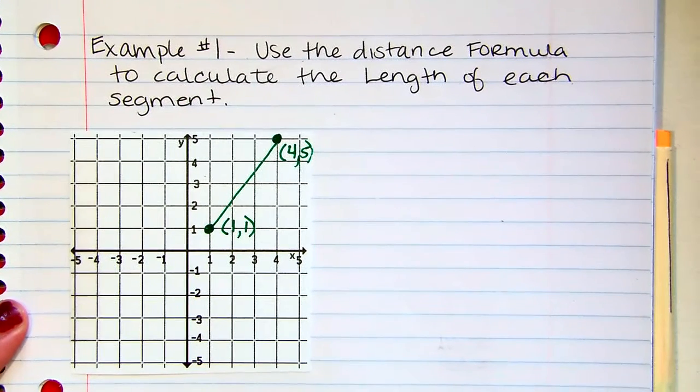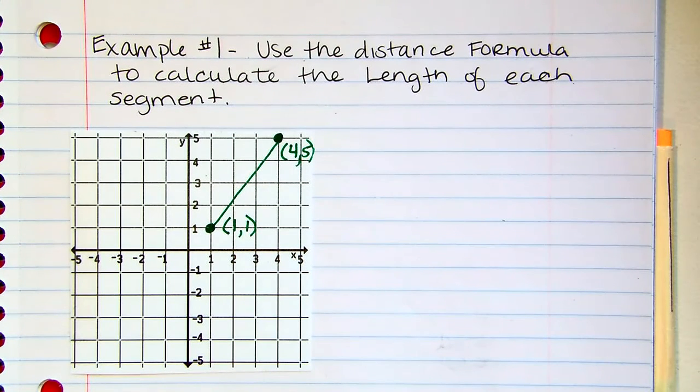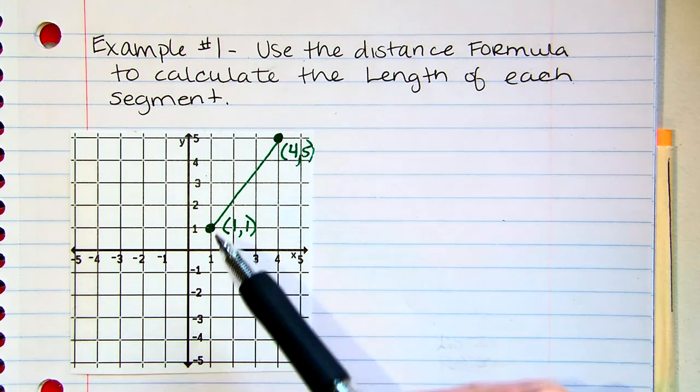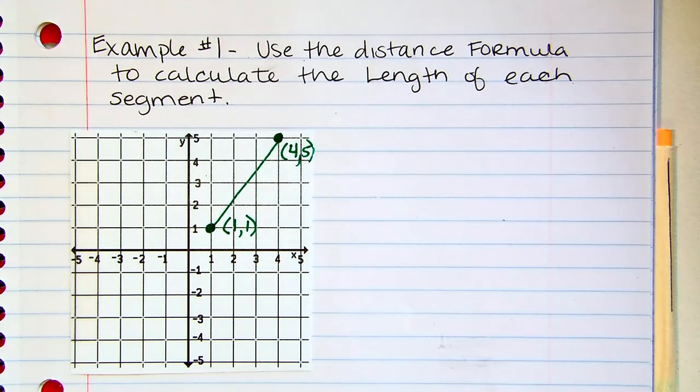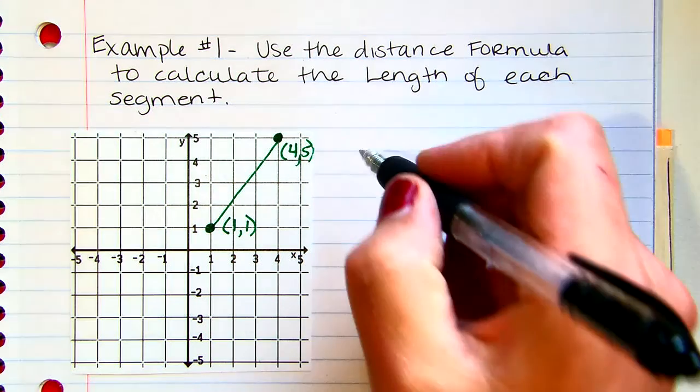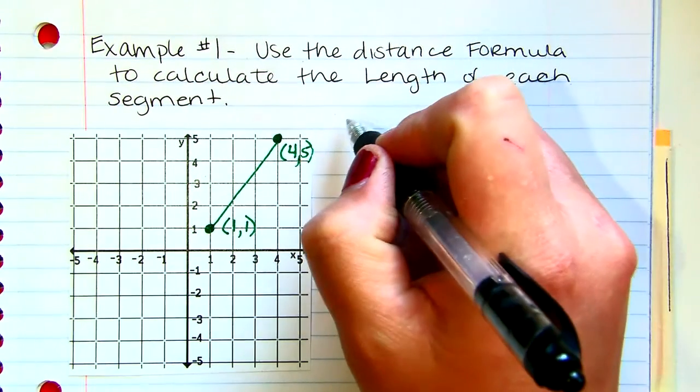The first example I have for you is this here. It says use the distance formula to calculate the length of each segment. So the segment that we're trying to find is the segment here in green. It's really going to help us in creating this equation if, one, we rewrite the equation, and two, we identify the points as x1, y1 and x2, y2. So I'm first going to start off by writing down our equation.